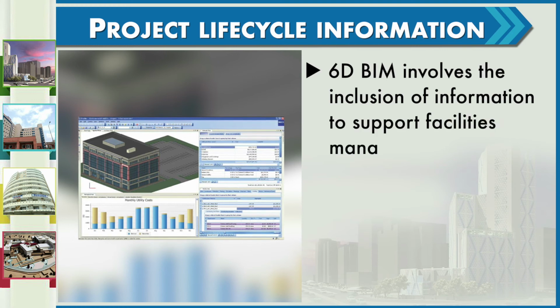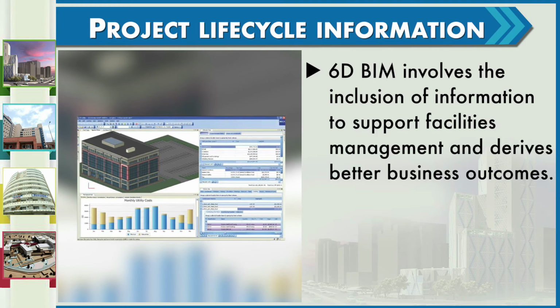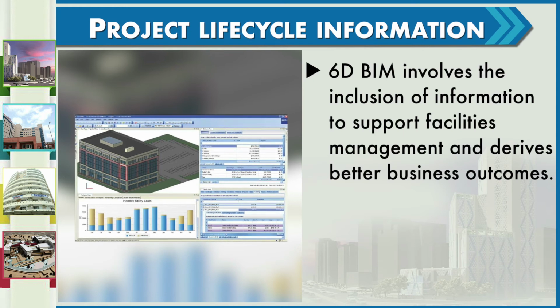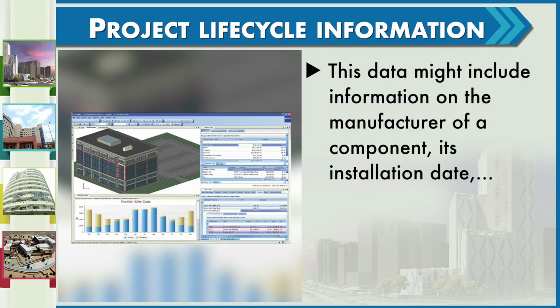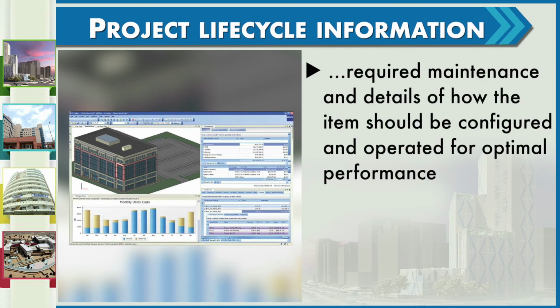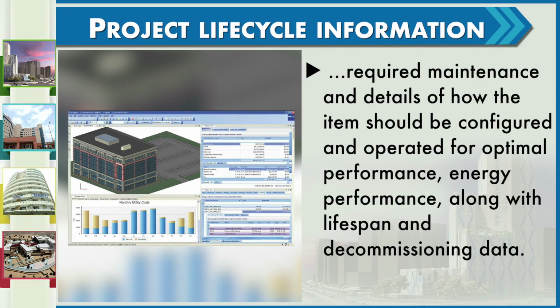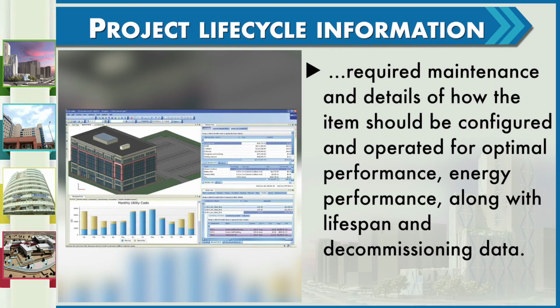6D BIM is sometimes referred to as integrated BIM or iBIM, as it involves the inclusion of information to support facilities management and derives better business outcomes. This data might include information on the manufacturer of a component, its installation date, required maintenance, and details of how the items should be configured and operated for optimal performance, energy performance, along with lifespan and decommissioning data.